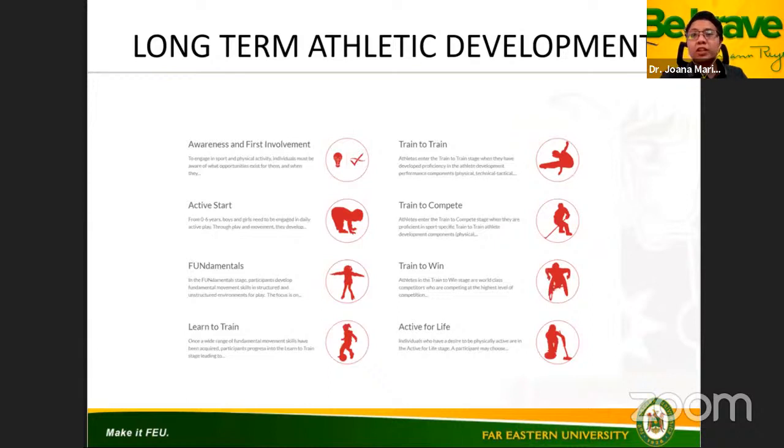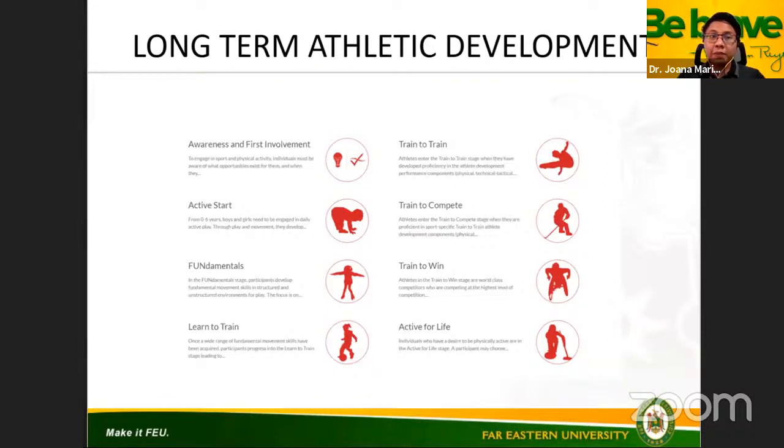So, actually, it was originally developed in early 2000 by Dr. Stephen Bailey, an internationally recognized coach, educator, and at that time was based on all the currently available scientific research on how young people develop sporting ability. Kung makikita ninyo sa screen, the first one, baby pa lang, is awareness and the first involvement. And then, active start, fundamentals. Kung nakikita ninyo, the word fundamentals, yun yung ginamit natin na term for the key stage 1.